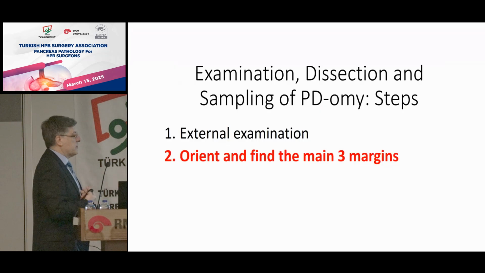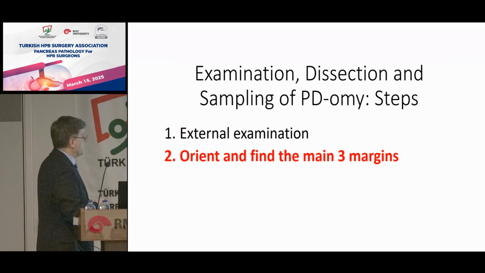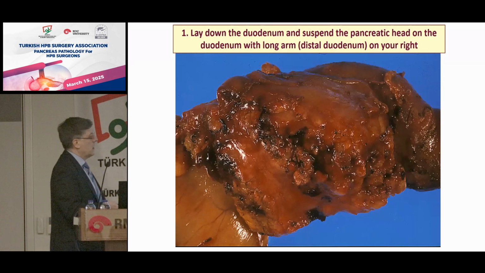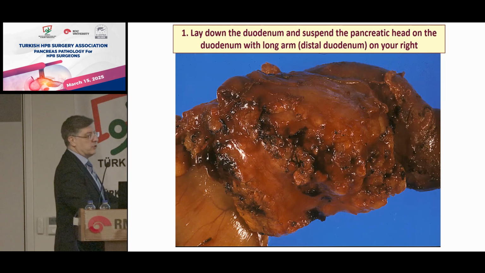The way we orient the specimen is what I tell the pathologist. First, we of course examine it externally, and then, in order to find the 3 margins, I tell the pathologist to put the long arm of the duodenum and stretch it. It will be somewhere here outside. And hold the pancreas in your hands and suspend it, which will give you this view. It's very easy for us. When you put it on the table, it just naturally becomes like this.